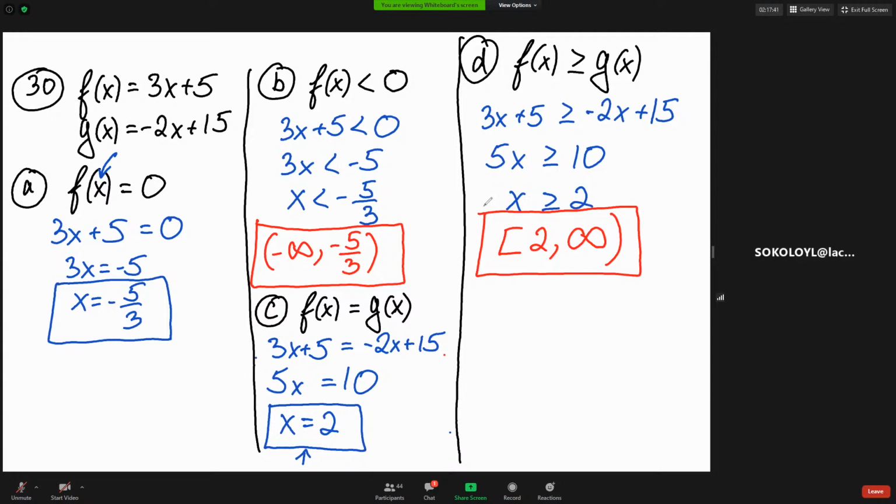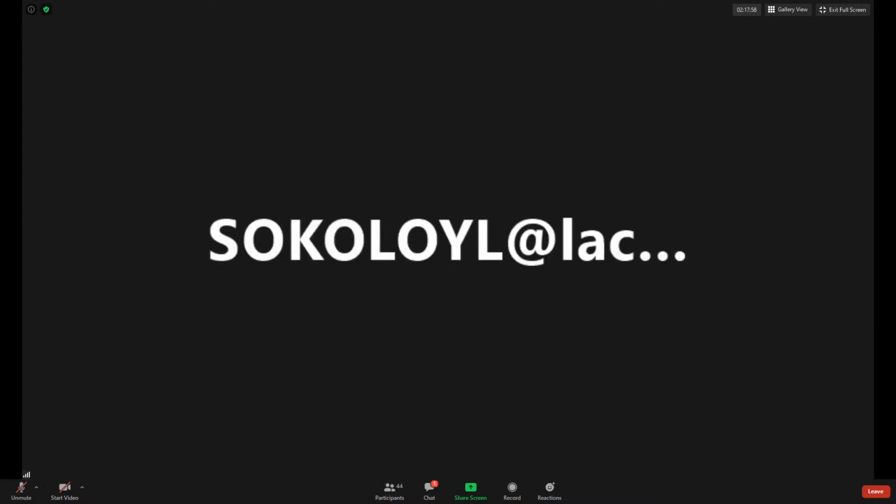Part E here asks us to graph. And perhaps it is a good idea to do a graph, but we will have to go to graph paper for that, because these have to be pretty exact, otherwise it won't work. So I'm going to do that here.